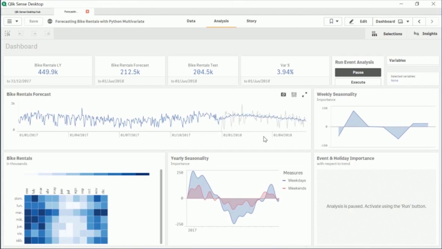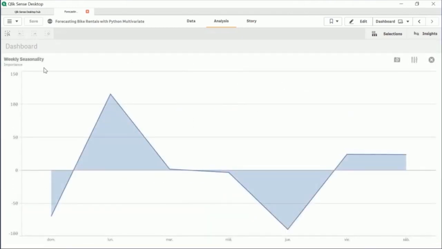What can we do to improve this? How can we start? We will need to understand our data better. We have a few graphs that may help us to see this. We have a weekly seasonality graph where we can see at a day level how our rentals are behaving.